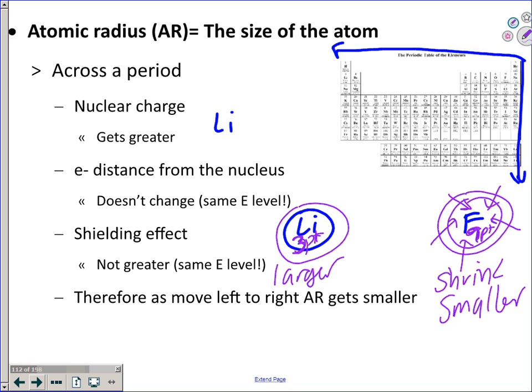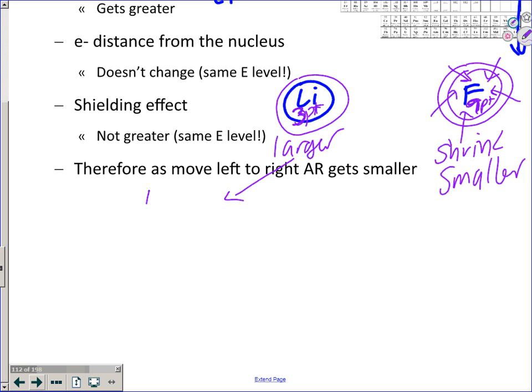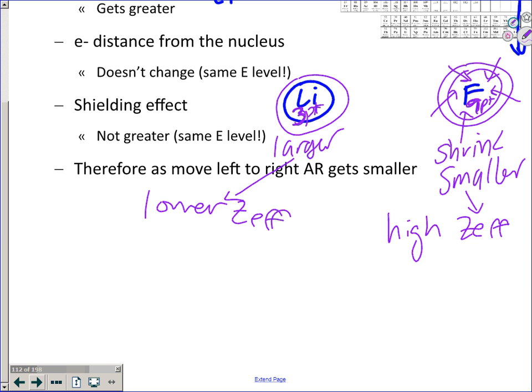So how does the atomic radius trend? Increasing which way? From right to left. This one's smaller, and this one's larger, and let's talk about why. The reason lithium is larger is because it has a lower Zeff, effective nuclear charge. This one has a higher Zeff, or effective nuclear charge. And how am I determining its effective nuclear charge? I'm simply looking at what?